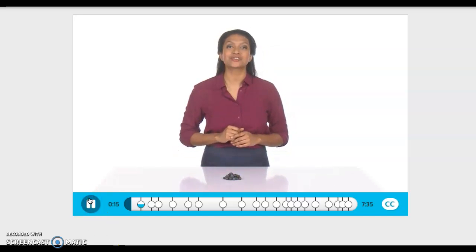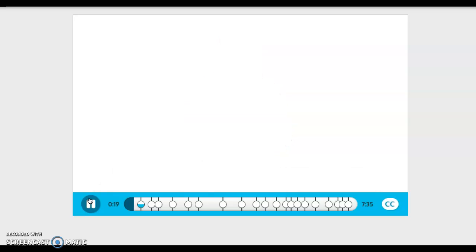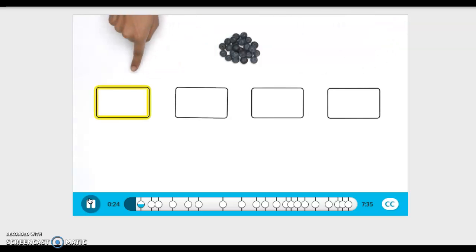I have some blueberries for an after-school snack, and I'd like to share them with 3 friends. Here are 4 groups to represent 4 people: my 3 friends and me. Divide these blueberries into 4 equal groups so that they are shared equally.